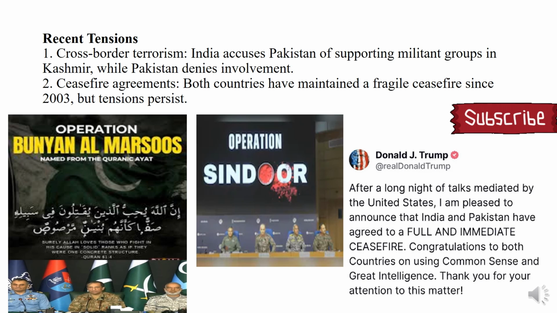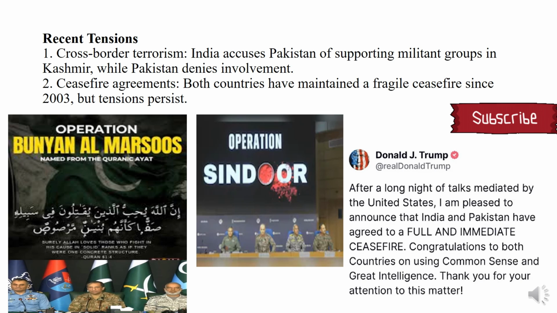The 2025 conflict, the recent conflict between India and Pakistan, began with the Pahalgam attack on 22nd April 2025, which killed 28 civilians, mostly Hindu tourists, in India-administered Kashmir. India accused Pakistan of supporting the attackers, leading to a series of missile strikes and counterattacks.